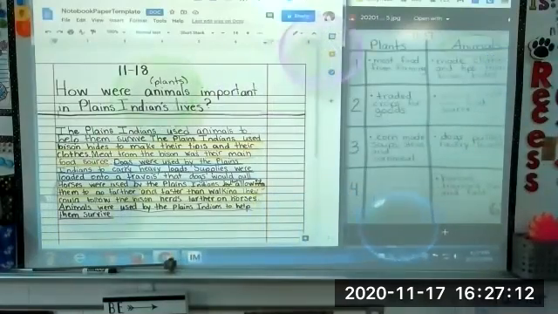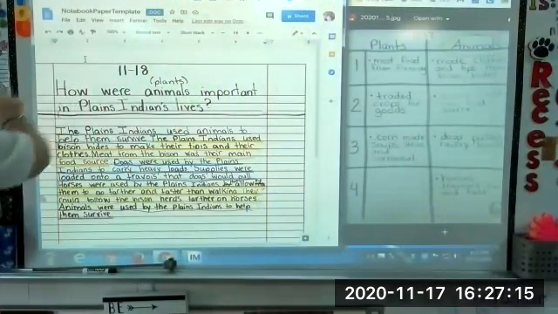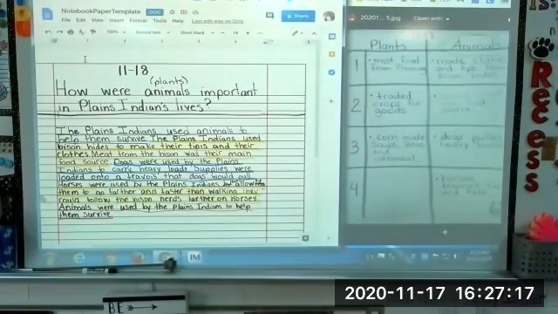Hold on, I got bubbles on my screen. It happens when I don't touch it for too long.